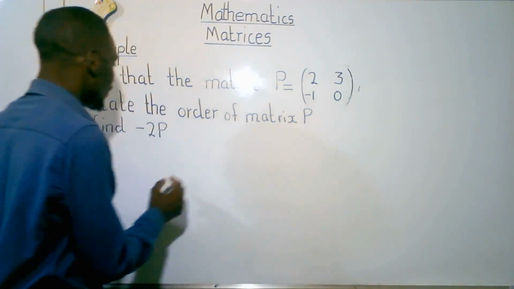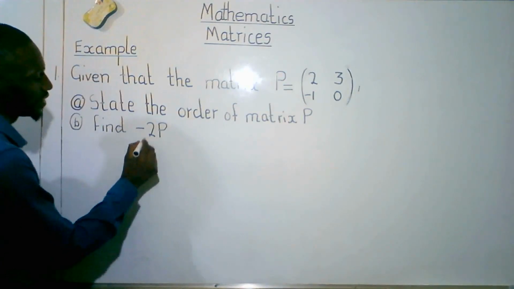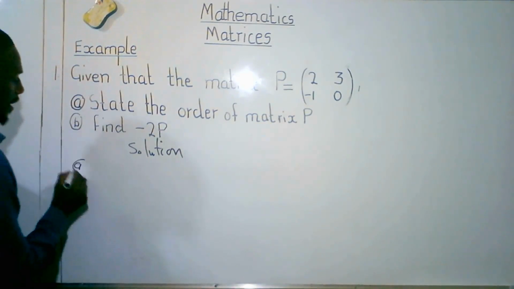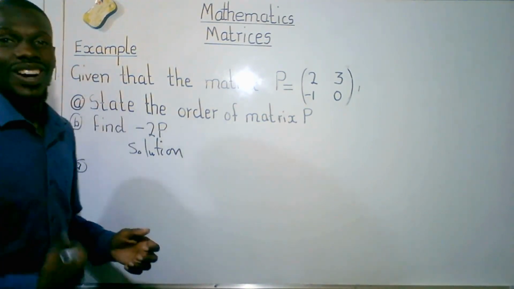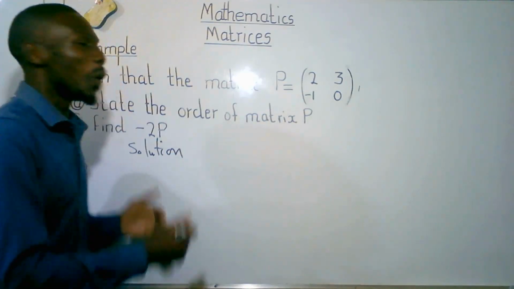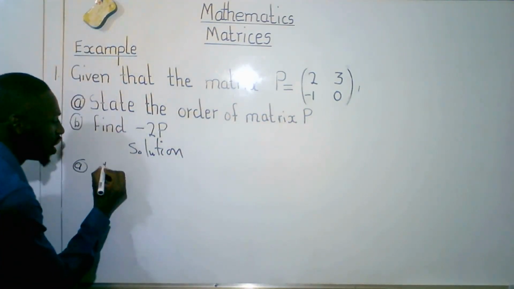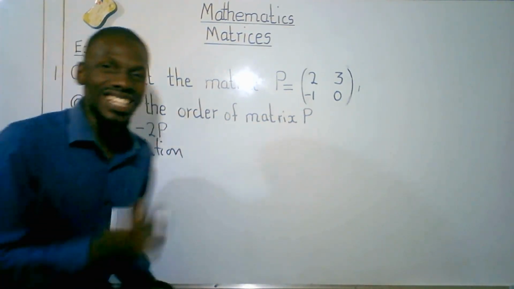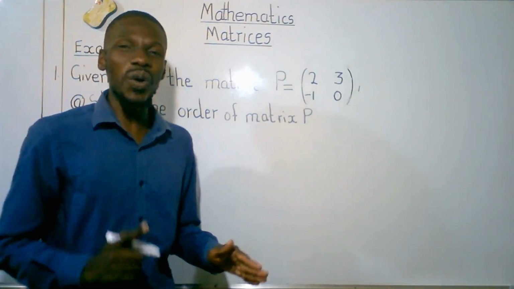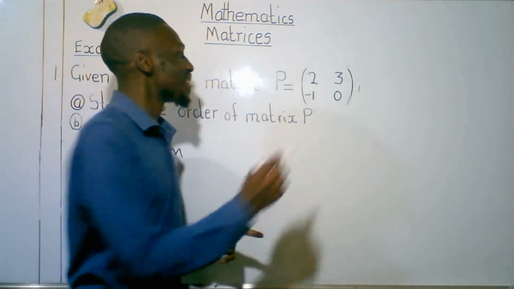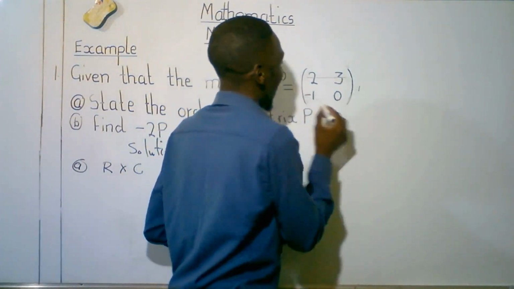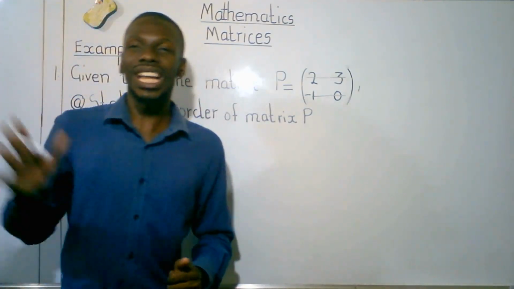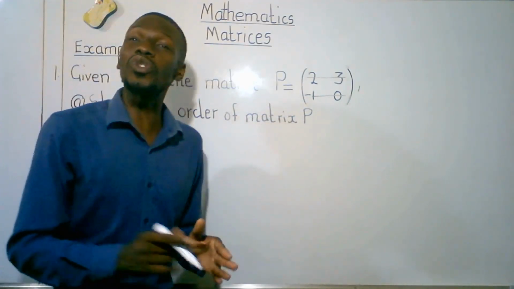So we can say solution. Part A is asking us to state the order of the matrix. We start by the rows, so it's rows by columns. How many rows do we have? Lines running from left to right. We've got this line and this line. So we've got 2.